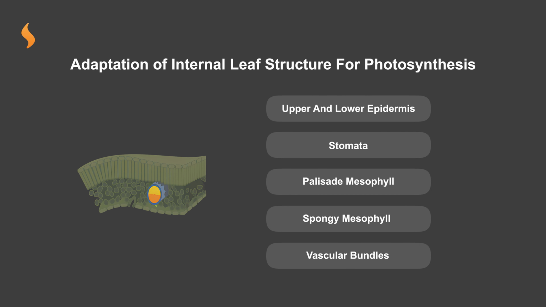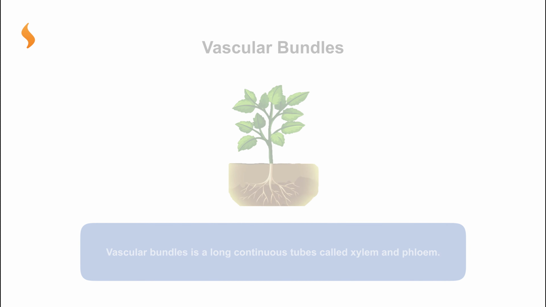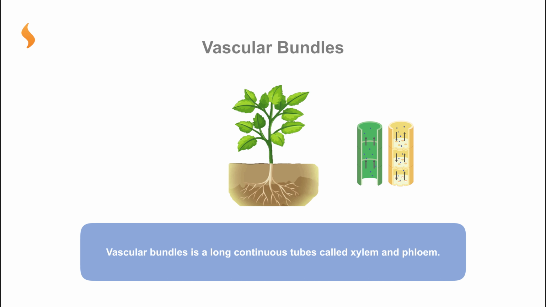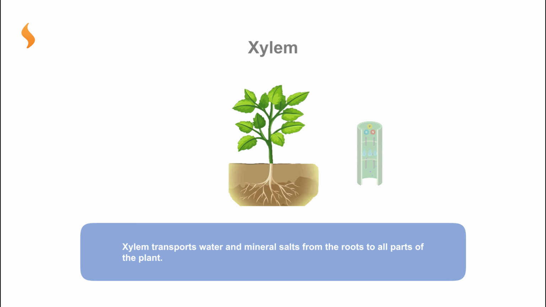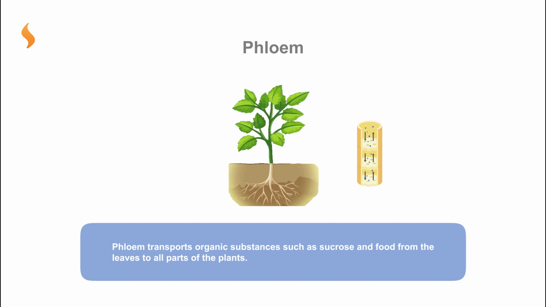The fifth adaptation of internal leaf structure for photosynthesis is vascular bundles. Vascular bundles are long continuous tubes called xylem and phloem. Xylem transports water and mineral salts from the roots to all parts of the plant. Phloem transports organic substances such as sucrose and food from the leaves to all parts of the plant.